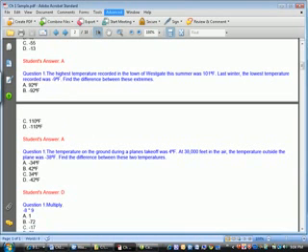Alright, thanks. Problem 6 is actually this problem right here where I have my circle. It says the highest temperature recorded in the town of Westgate this summer was 101. Last winter, the lowest temperature was -9. Find the difference between these two extremes.